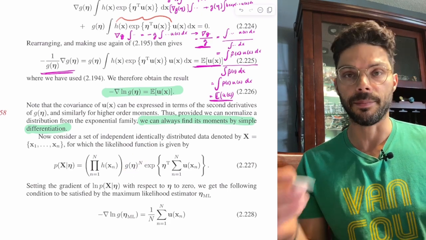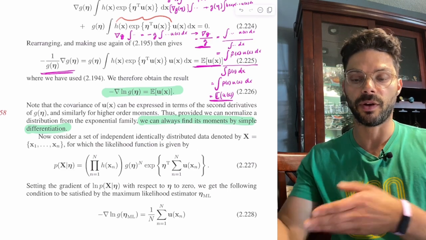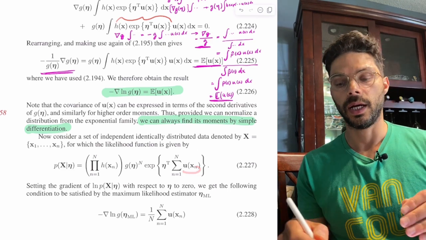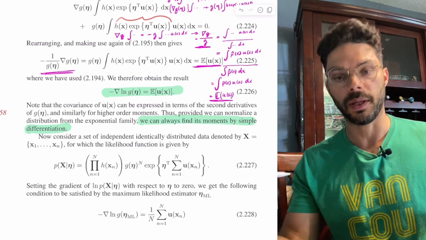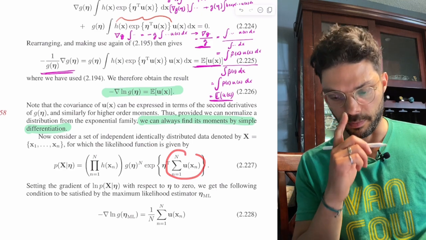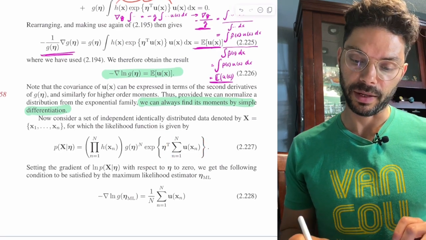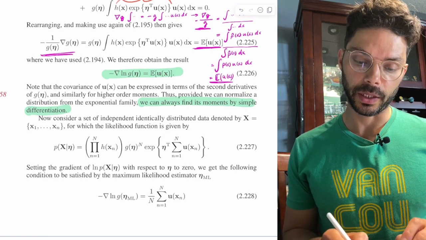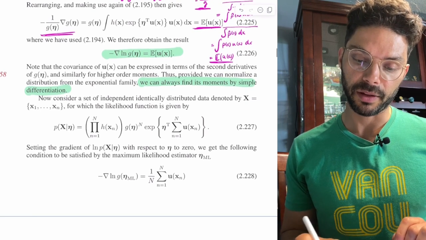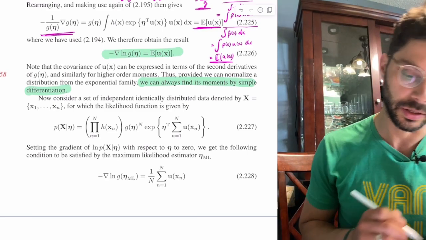And now you're just multiplying all these exponentials. They all involve terms where eta transpose multiplies a u of x. And then when you multiply the exponentials, you end up getting a sum inside a single exponential, and then you can just collect the terms of that sum. So you get this. Okay, setting the gradient of ln p with respect to eta to 0, we get the following condition to be satisfied by the maximum likelihood estimator eta ML. So let's just have a crack at that.